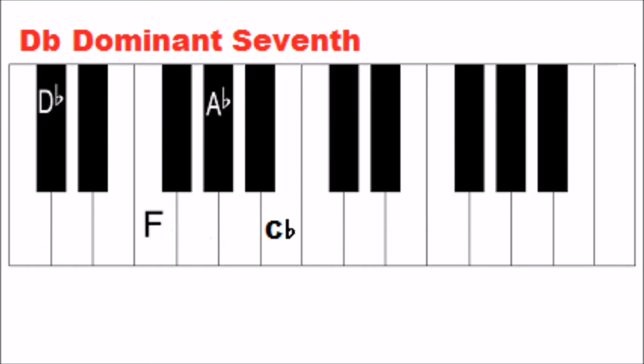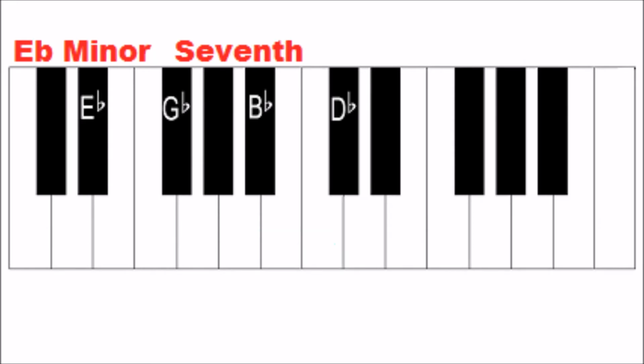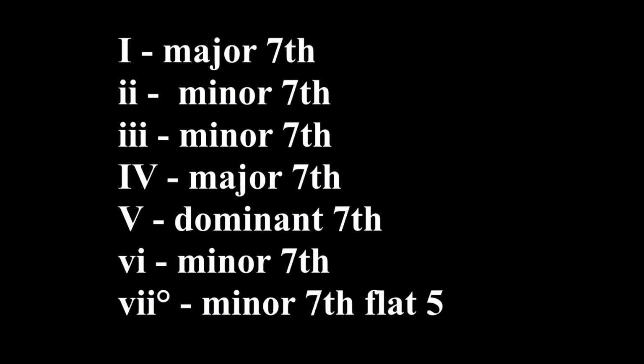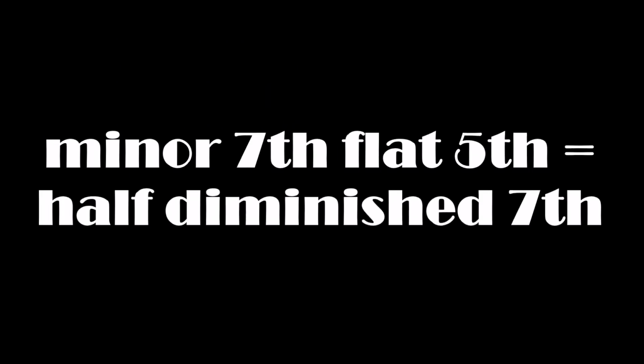D flat major becomes D flat dominant seventh. E flat minor becomes E flat minor seventh. And F diminished becomes F minor seventh flat 5. The chord pattern for sevenths is major seventh, minor seventh, minor seventh, major seventh, dominant seventh, minor seventh flat 5. A minor seventh flat 5 chord is also called a half diminished seventh chord.